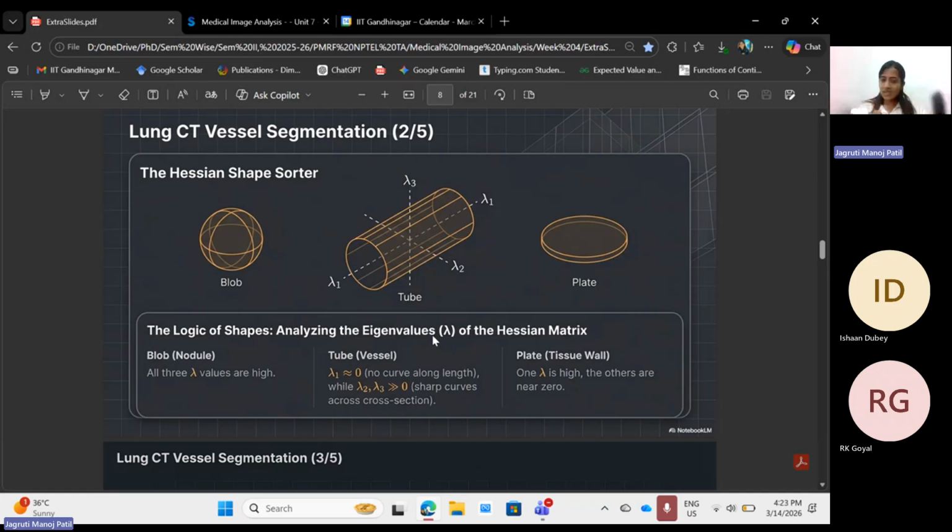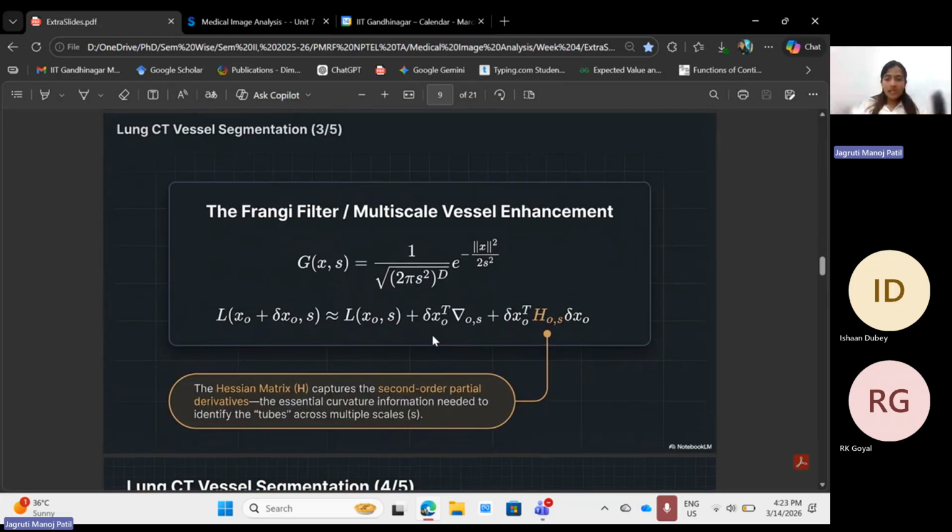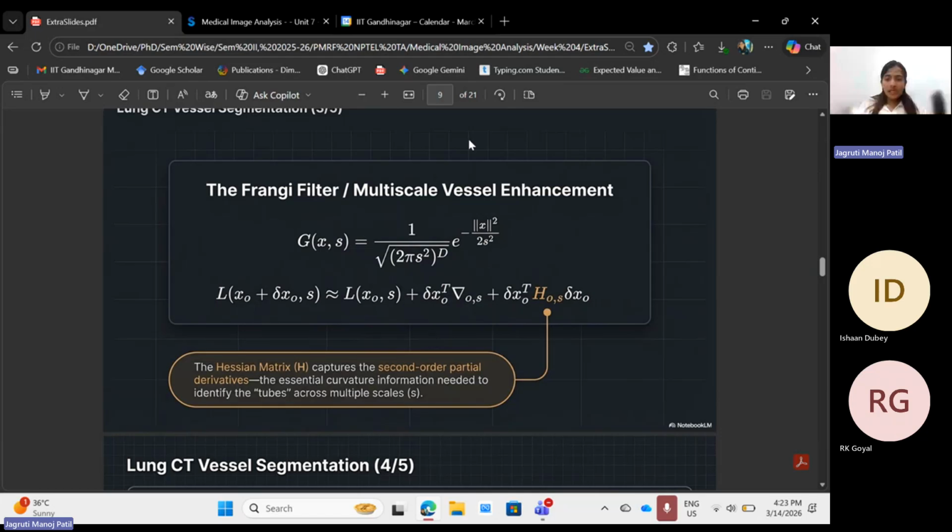Then you have these diagonal-based matrices with the values in your matrix. That's nothing but your Hessian matrix. You multiply it with your vectors along the spatial coordinates, and you have an eigenvector for it. Here they wanted to solve a multi-scale vessel enhancement problem. There's also one such filter for it, which is the vesselness filter.